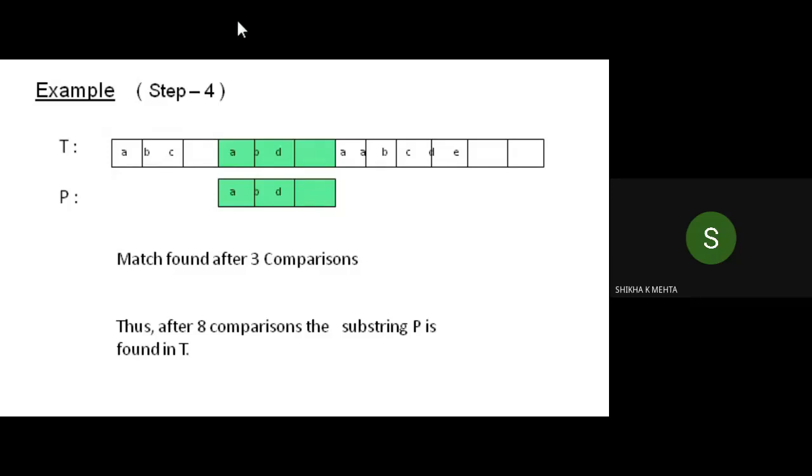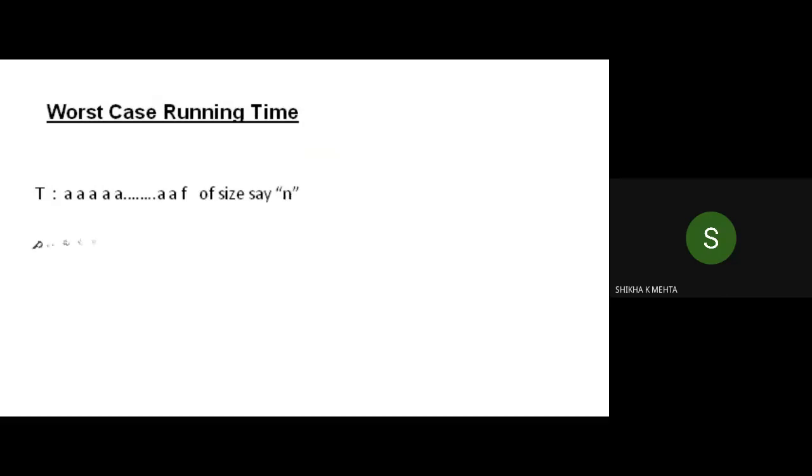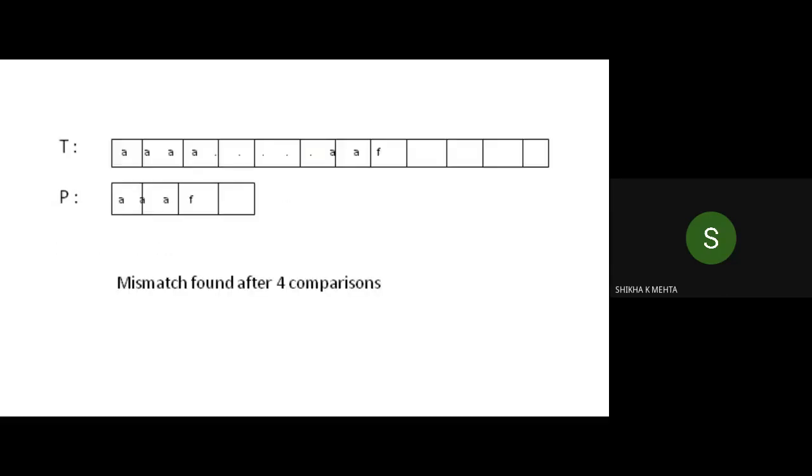See, in total, how many comparisons were performed in order to find this particular pattern? We can see we have performed 8 comparisons. The string P is found in T after a total of 8 comparisons. So after this, what is the time complexity, what is the worst case running time for this?